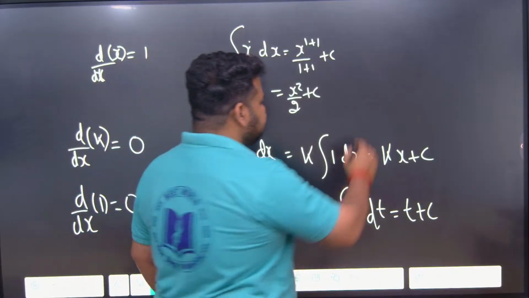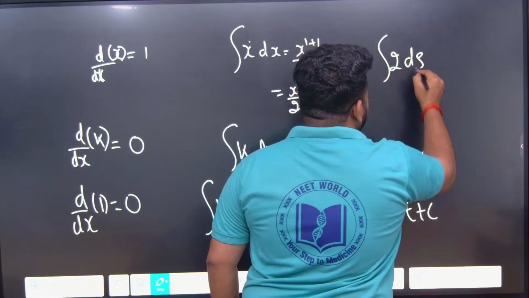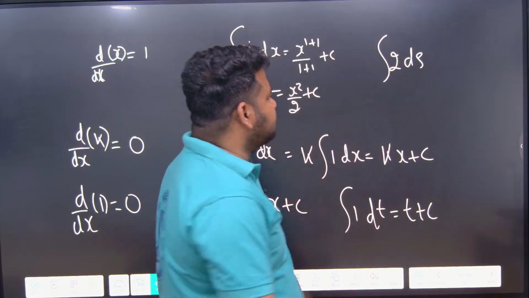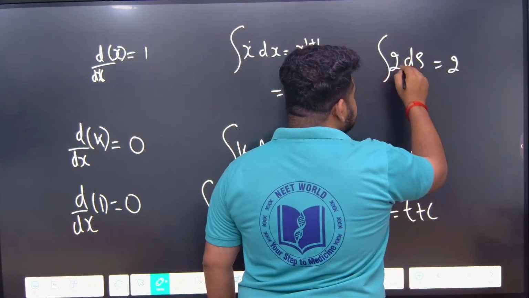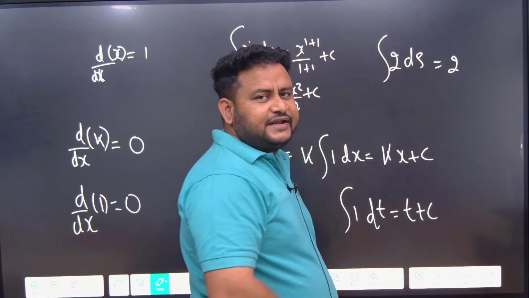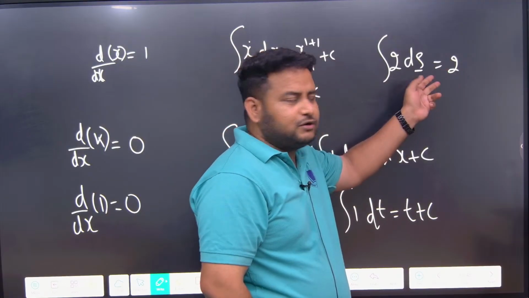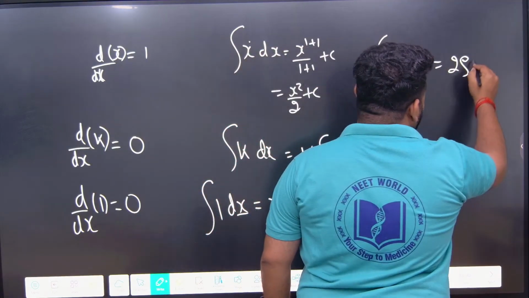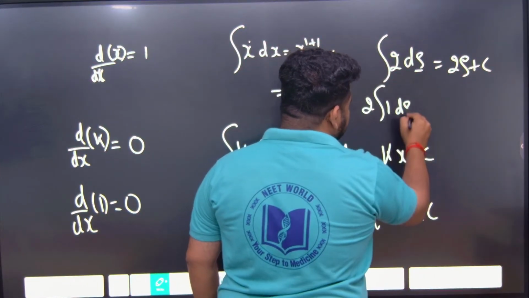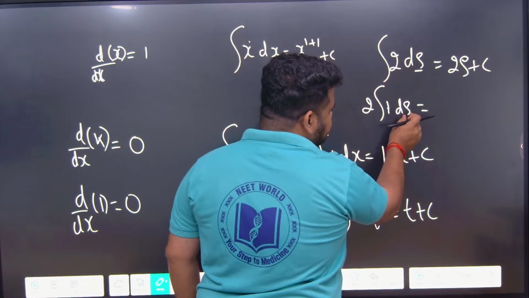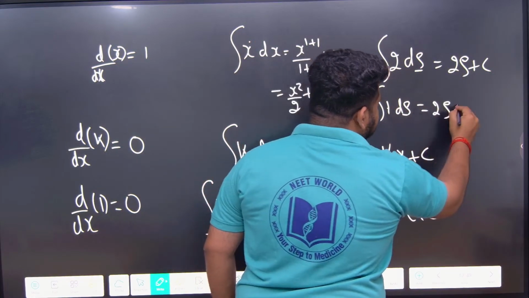Similarly, if I have something like the integral of 2 ds, 2 is some constant value, so I will write 2, but nothing else is there, which means it is 1. So the integral of 1 ds, integrating with respect to s, gives 2s plus c. Or basically I can take 2 outside, 2 into the integral of 1 ds. Whatever you are integrating, you write just right there. It will become 2s plus c.